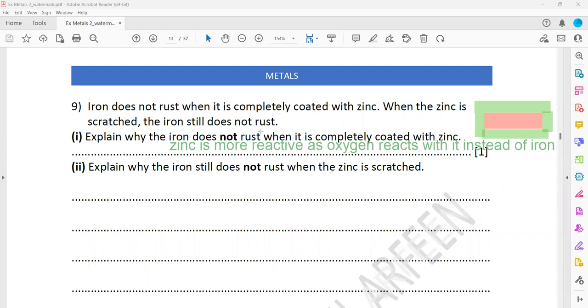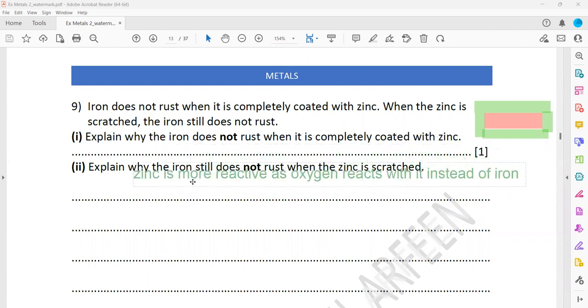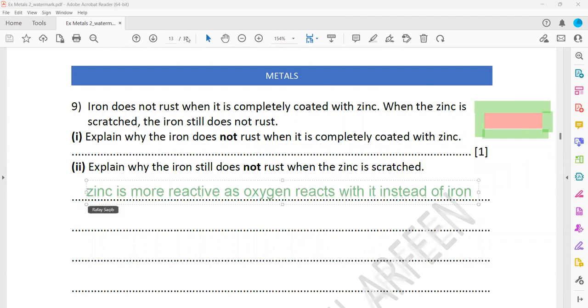Because it prevented the oxygen and water to... So basically, for the first answer, you cannot write zinc more reactive than oxygen. That is the next part. In this part, why does it not rust? What is the reason for that? Because the layer of zinc is preventing oxygen and water to have interaction with iron. It's like a barrier. It does not allow oxygen and water vapors or water molecules to interact with iron.